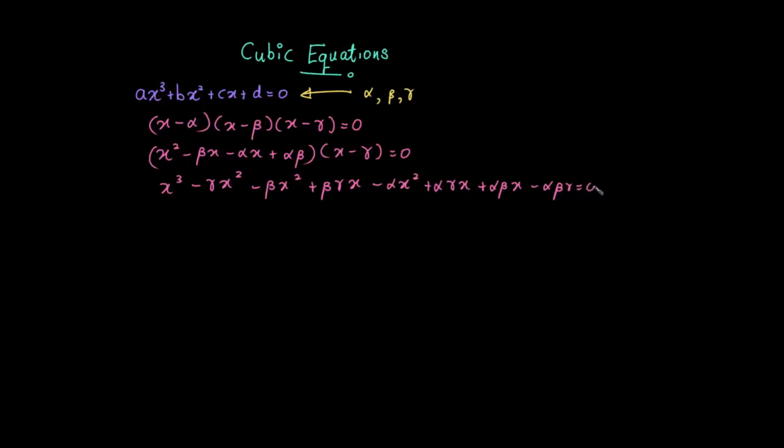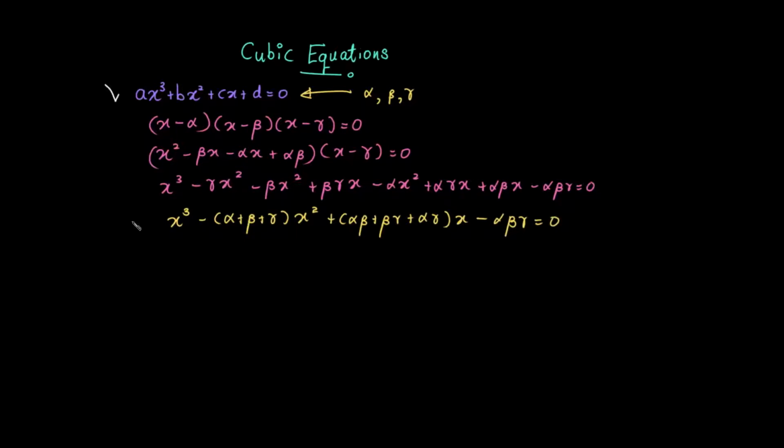Now let's group the like terms together. So x cubed will remain as it is, and then minus times alpha plus beta plus gamma x squared, plus alpha beta plus beta gamma plus alpha gamma x, minus alpha beta gamma is equal to 0.